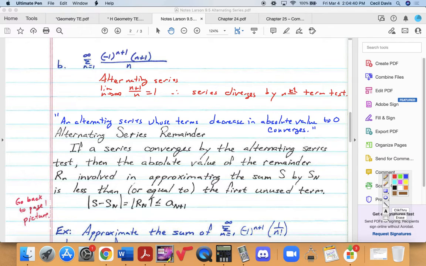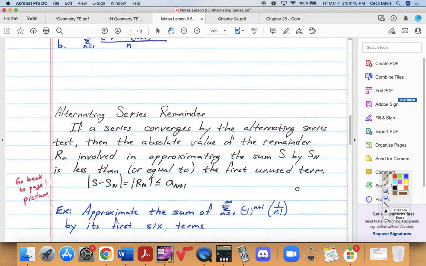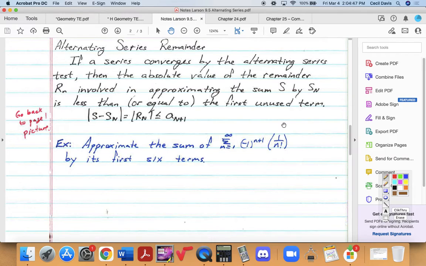All right. So what else is there to this? Well, one of the things that we might want to know is how good is our approximation? So like if we've added the first 8 terms together, how close are we at worst from our actual sum?